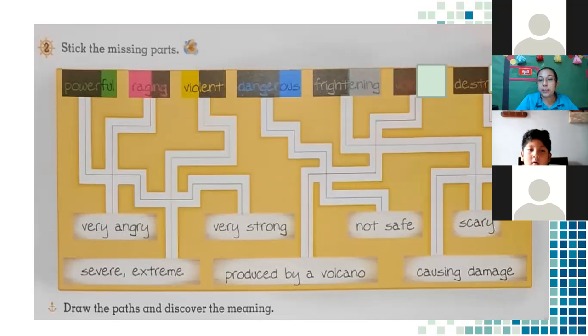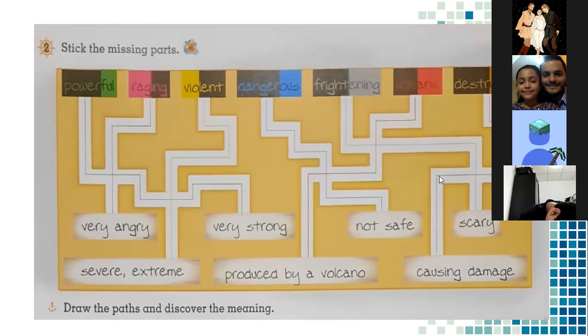Okay, frightening. Then we have volcanic and destructive, yes? These ones are the adjectives for describing a natural disaster. Yes, we have powerful, raging, violent, dangerous, frightening, volcanic and destructive. Okay, so you stick.